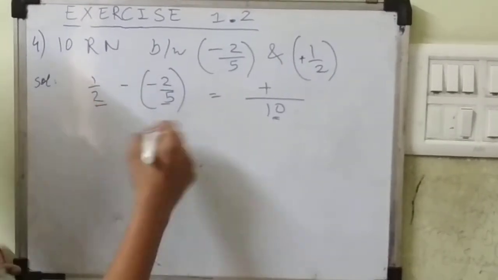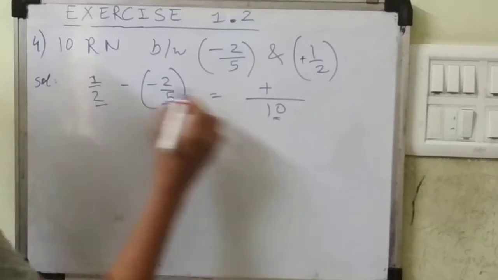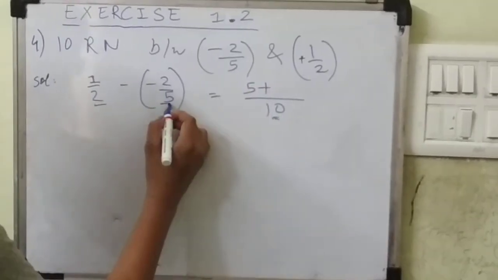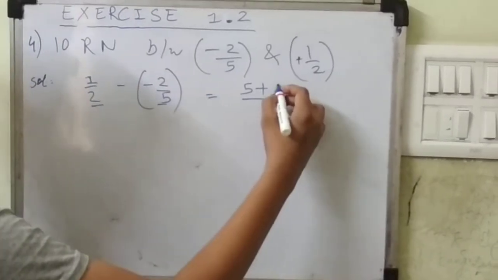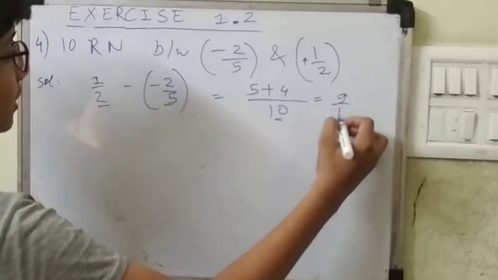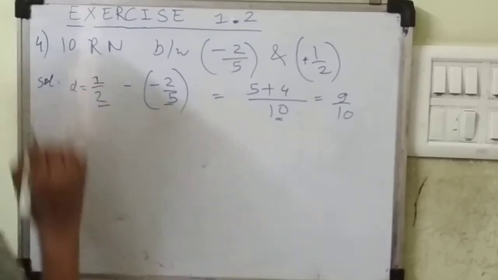So 1 5 is, you have to multiply the same number in the numerator also. 1 5 is what? 5. Here in this case, 5 twos is 10. So 2 twos is what? 4. So the answer is what? 9 by 10. This is the value of D.